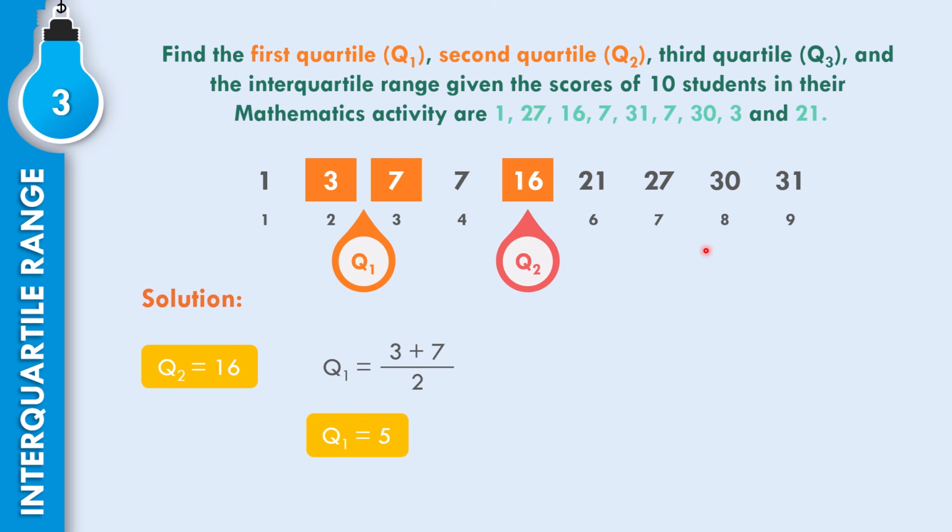How about the Q sub 3? So the Q sub 3, if we count, this is 1, 2, 3, 4. So the middle is between the position 7 and 8. So we need to add 7 and 8 position.